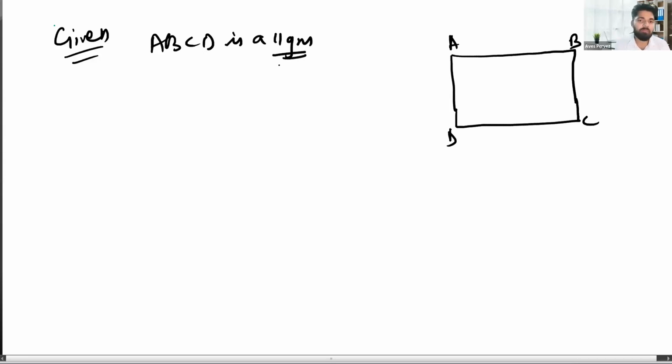Can you tell me, Alvina, what are the features of a parallelogram? Sir, the opposite two sides are equal. Opposite two sides are equal and parallel. Okay.